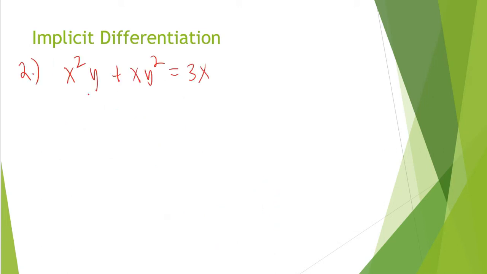Another example. In this problem, we are to apply the product rule. So we have x squared, just copy x squared, and the derivative of y is 1 dy over dx. So again, every time we take the derivative of y, we add a dy over dx. And then plus, the y, the second one, times the derivative of x squared. So we have 2x.